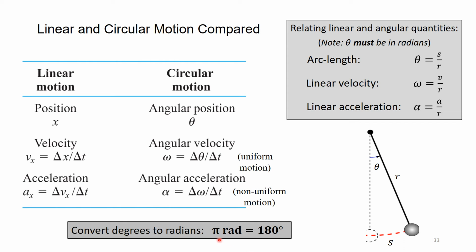And a quick note for converting from radians to degrees. So you can remember that pi radians always equals 180 degrees. So using this conversion, you can go from radians to degrees by dividing by pi, or you can go from degrees to radians by dividing by 180. So useful to remember, pi radians equals 180 degrees.